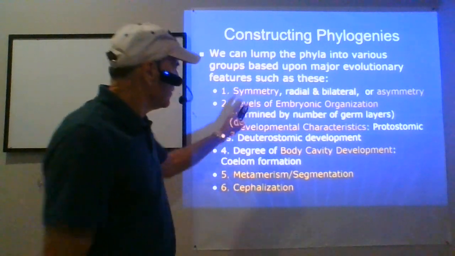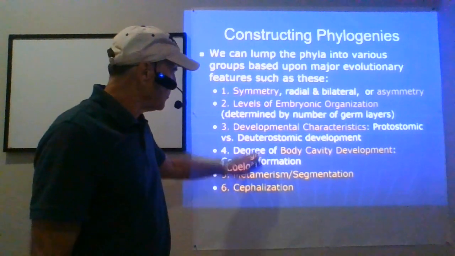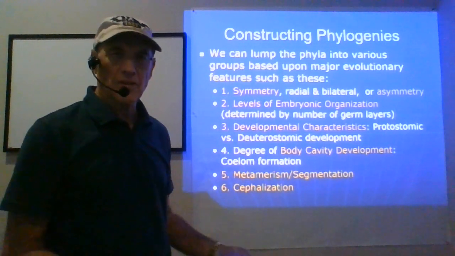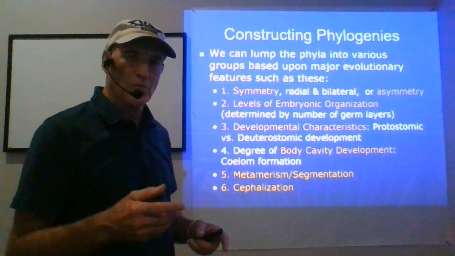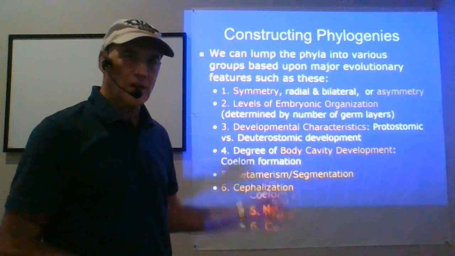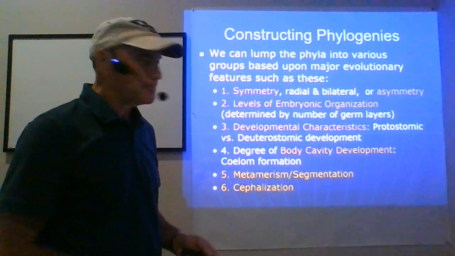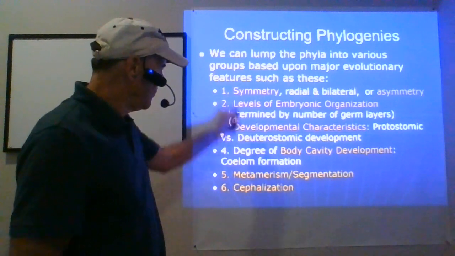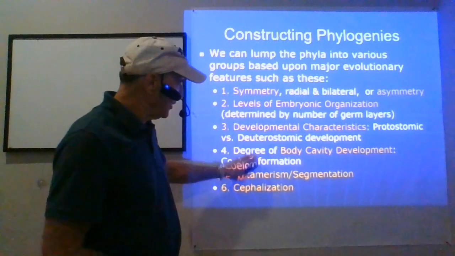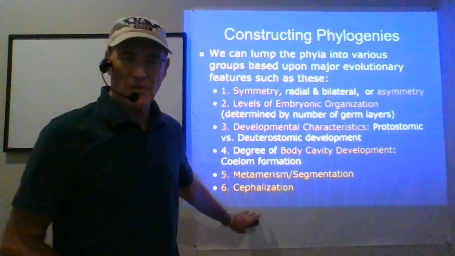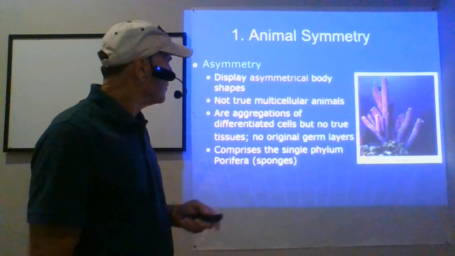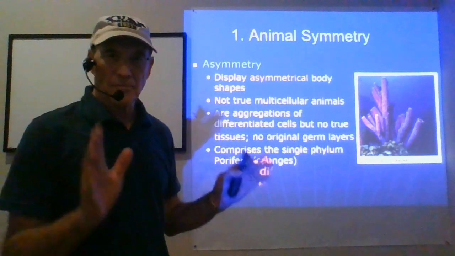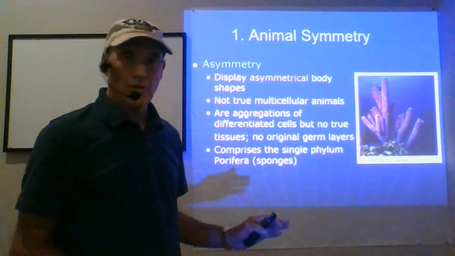Constructing phylogenies. I said these are some of the major animal features that they look at in order to group organisms into taxa. I mentioned these, so we'll go over each one of these individually now. Okay, here we go. Starting with symmetry. What is the body symmetry like?